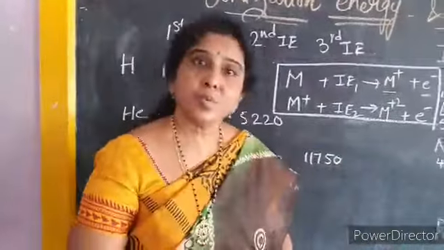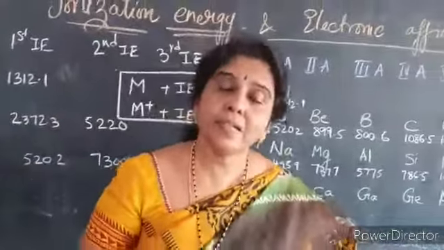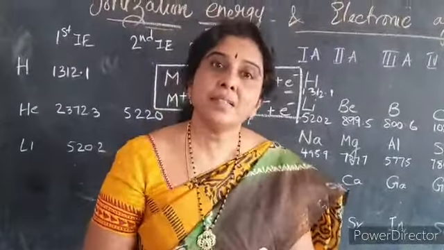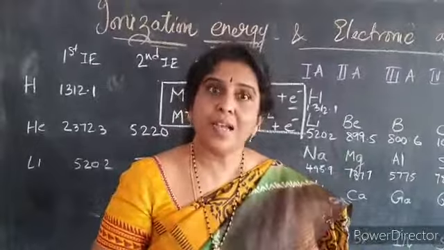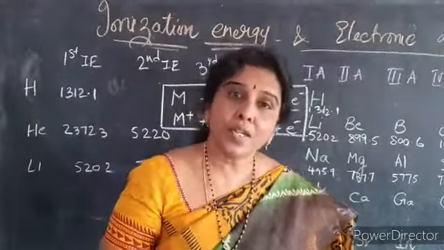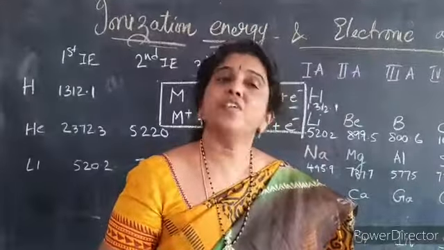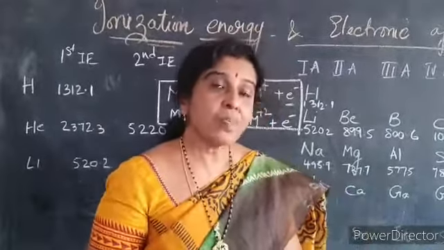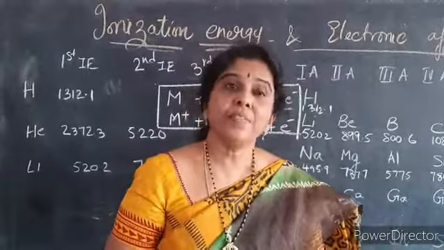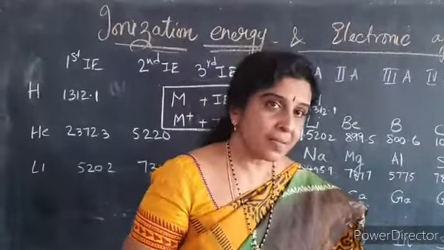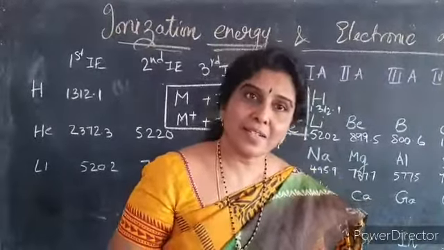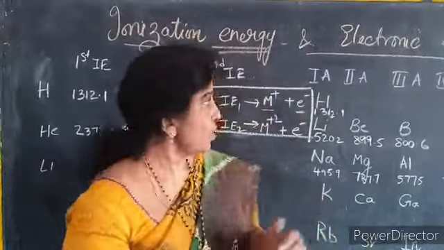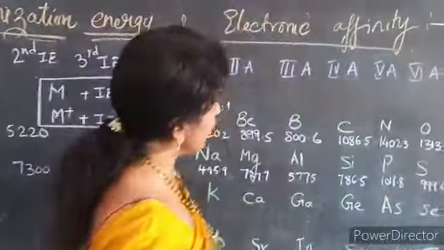How does this property vary in a period and a group? We have already discussed the factors in the last class which influence ionization energy, like nuclear charge, shielding effect or screening effect, stable configuration, penetration power of orbitals and even the atomic size. So what happens to ionization energy in a group and in a period? Let us look at how it varies.